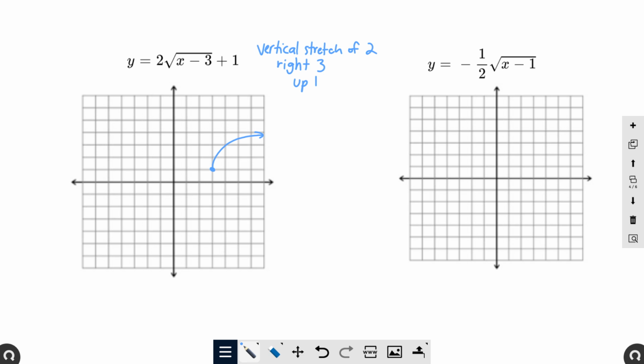Now let's figure out our domain and range, but before we do that, we can write the coordinates of this point, our starting point. The coordinates are 3, 1. So our domain, x is, and range, very good. So 3, 1, x is greater than or equal to 3, y is greater than or equal to 1.